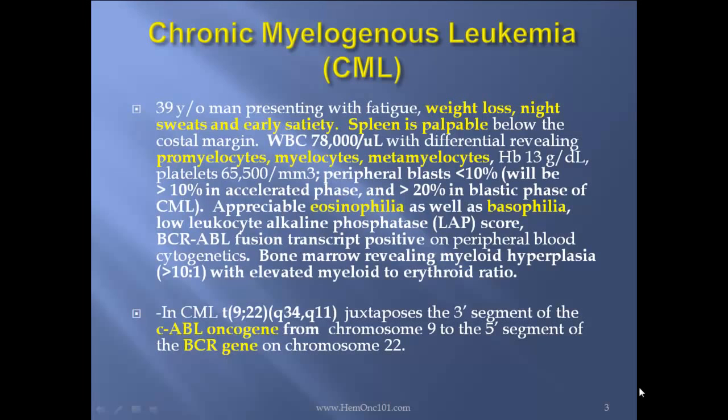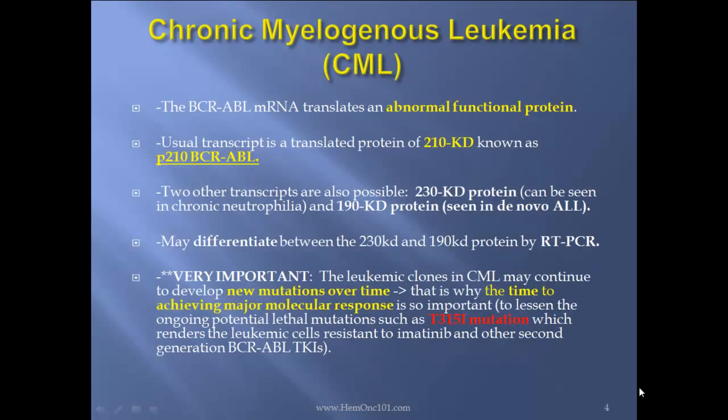Bone marrow revealing myeloid hyperplasia more than 10 to 1, normal is 3 to 1, with elevated myeloid to erythroid ratio. In CML, translocation 9;22 juxtaposes the 3' segment of the ABL oncogene from chromosome 9 to the 5' segment of BCR gene on chromosome 22. The BCR-ABL mRNA translates an abnormal functional protein.